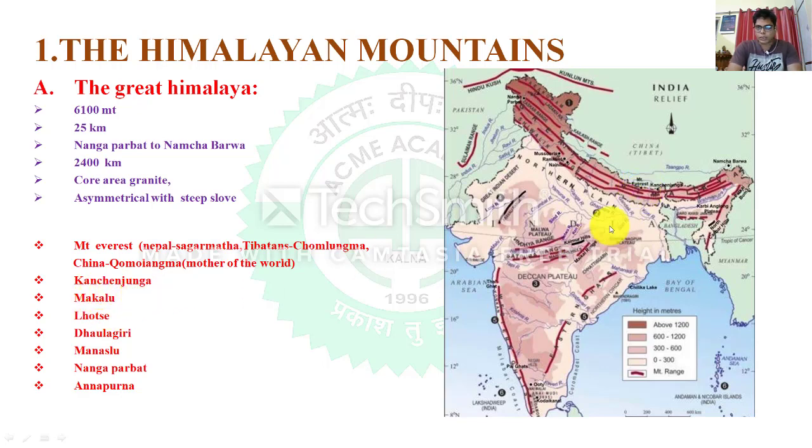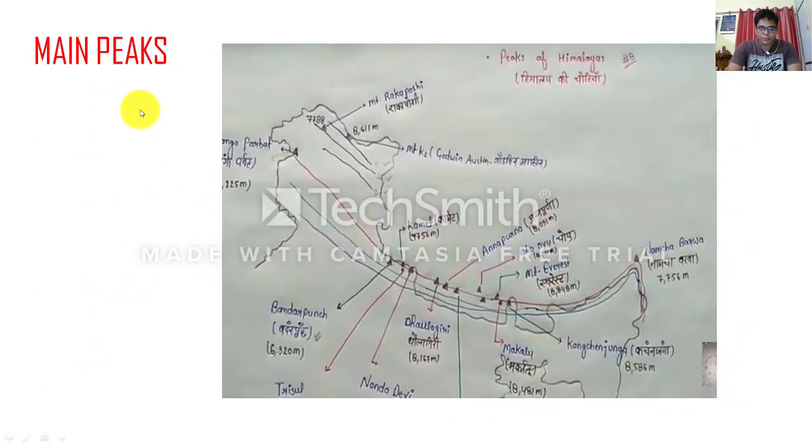Then come to Kanchenjunga. You can see here the Kanchenjunga, Makalu, then Dhaulagiri, Manaslu, Nanga Parbat, and Annapurna, which are the main peaks of this Greater Himalaya. Next, we can see the main peaks with this diagram. You can see the Trans Himalaya. Here you can see K2, the Godwin Austen, and here Rakaposhi, and then the Nanga Parbat is here.